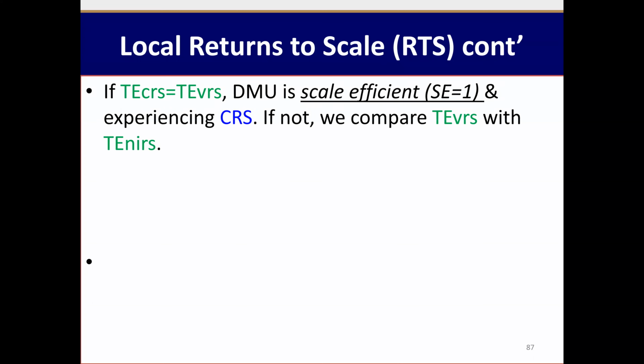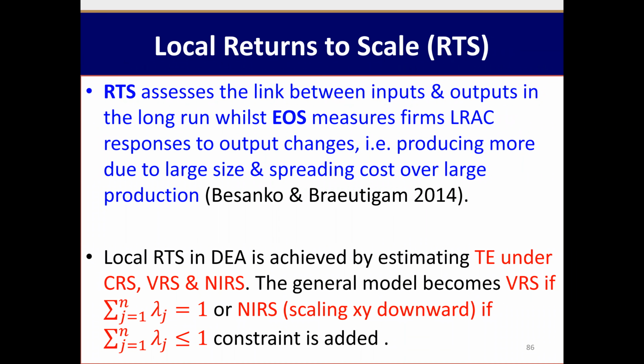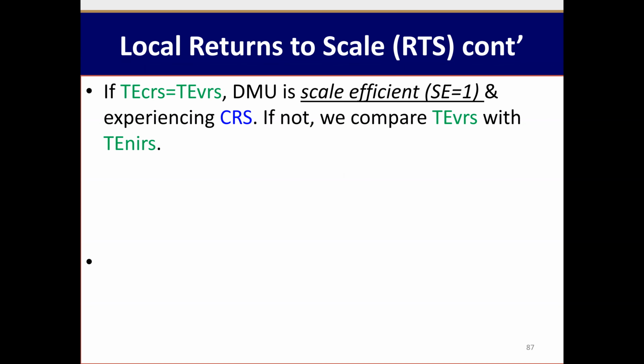Let's go back to the local returns to scale. Let's assume that you have estimated the DEA model under constant returns to scale, and then you have your efficiency scores. What efficiency scores did you get? Well, you've estimated the model and you got the constant returns to scale efficiency score. That's all you have. Now you go and estimate the same model again under VRS, and then you get the VRS technical efficiency score.